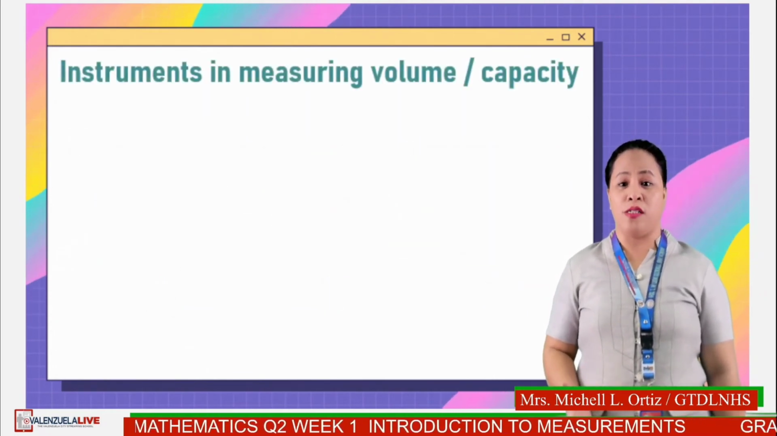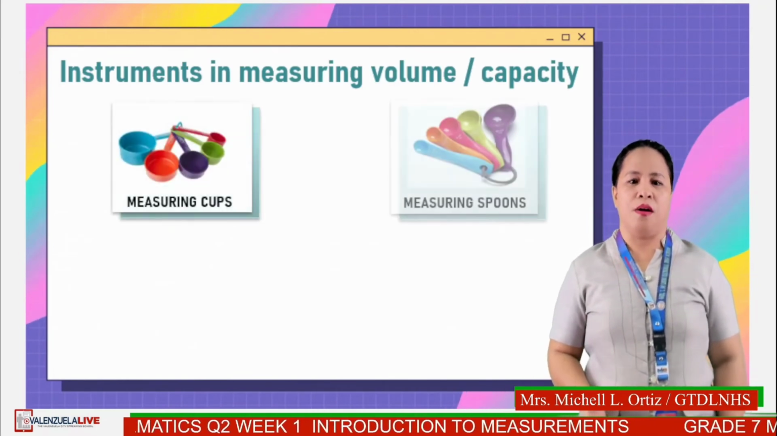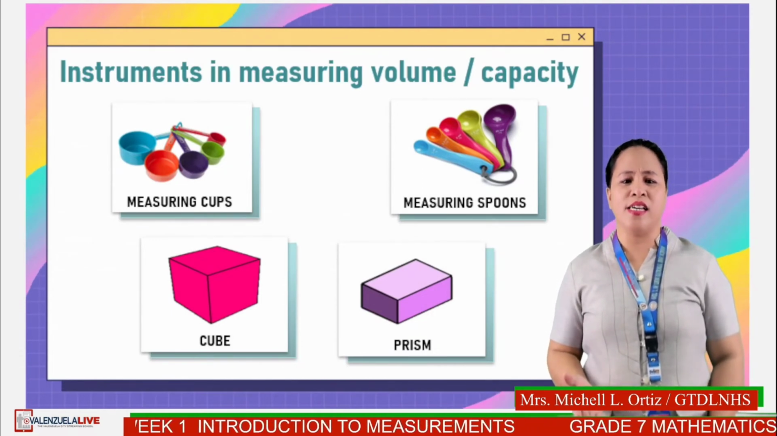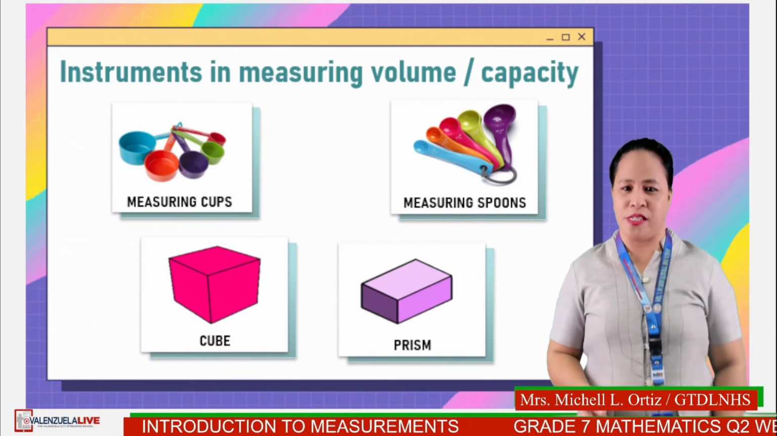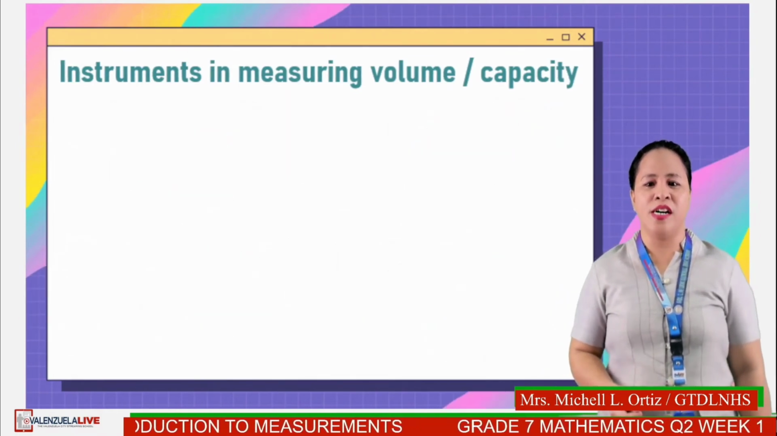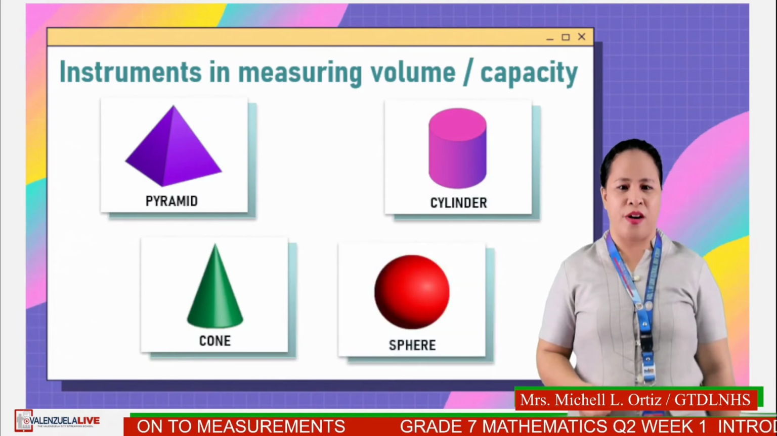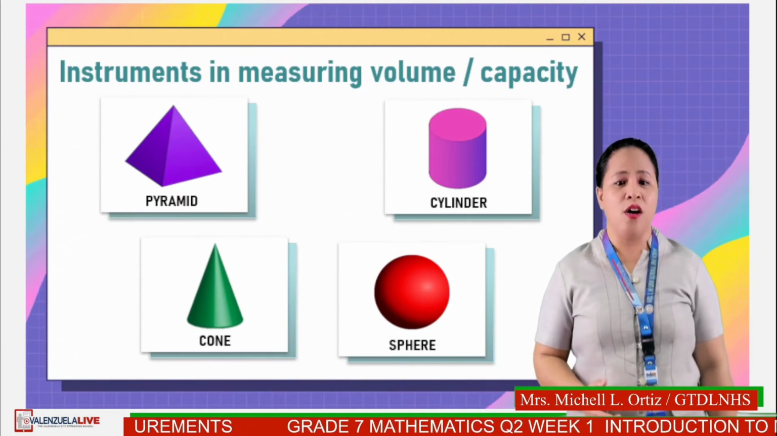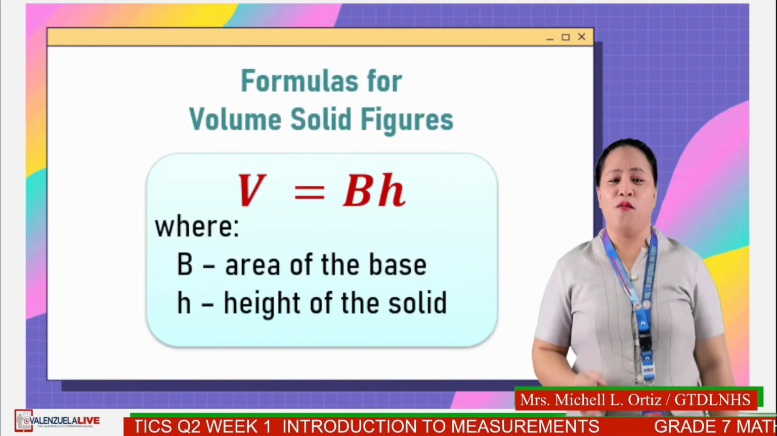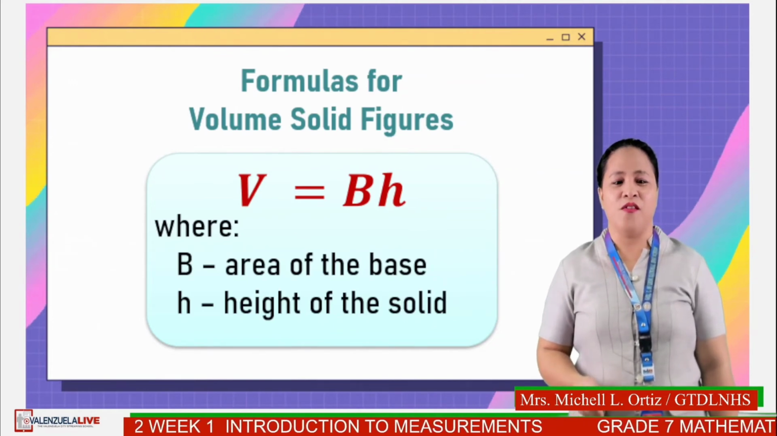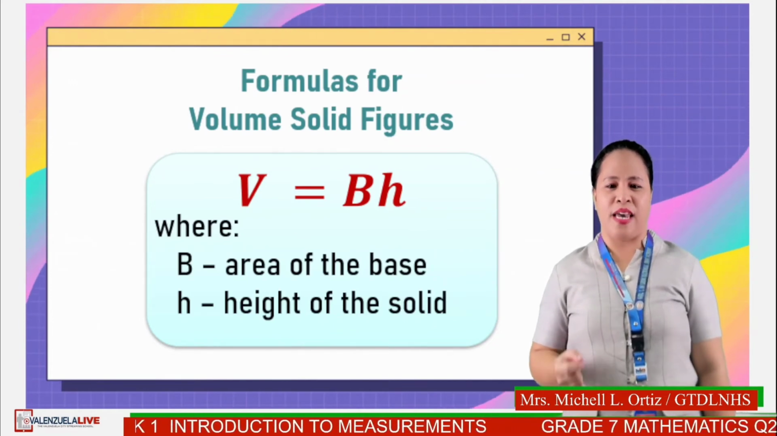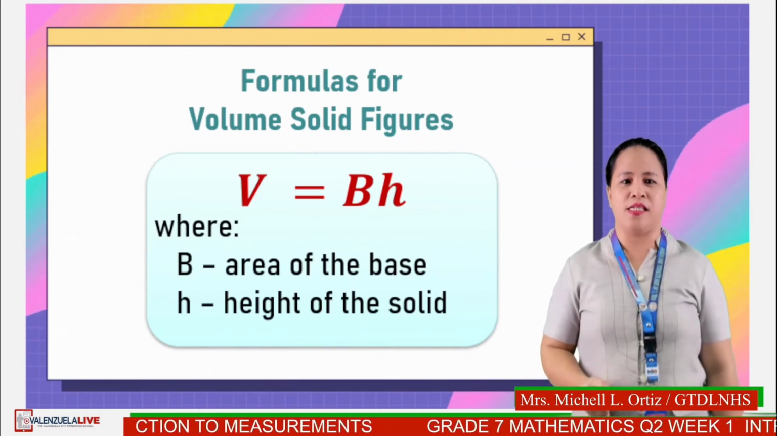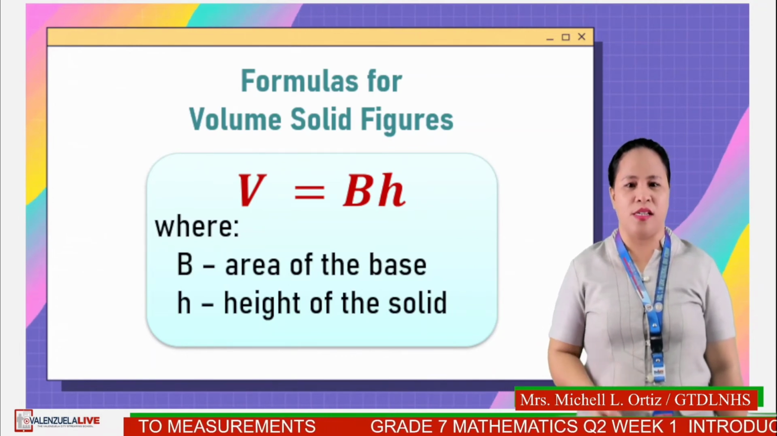Instruments in measuring volume or capacity are measuring cups and a spoon for cooking. Solids include the cube, prism, pyramid, cylinder, cone, and sphere. The volume of these solids can be computed using formulas. The formula for the volume is volume equals area of the base times the height of the solid, where capital B is the area of the base and H is the height of the solid.